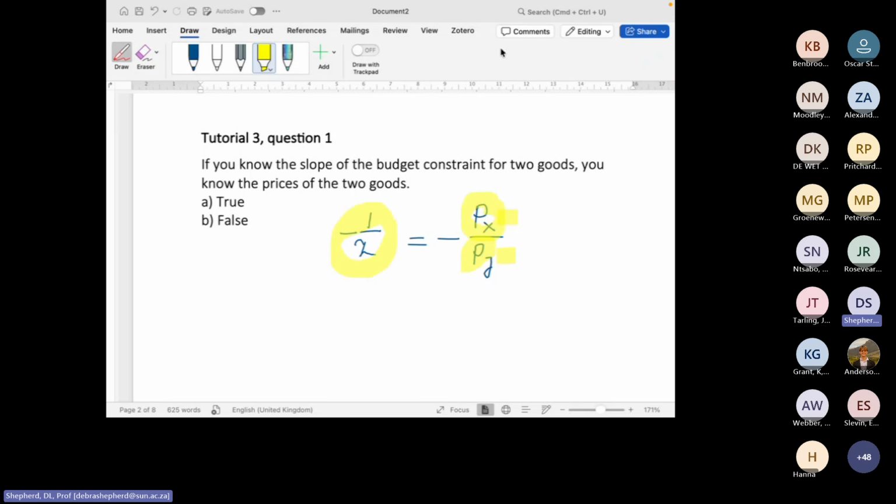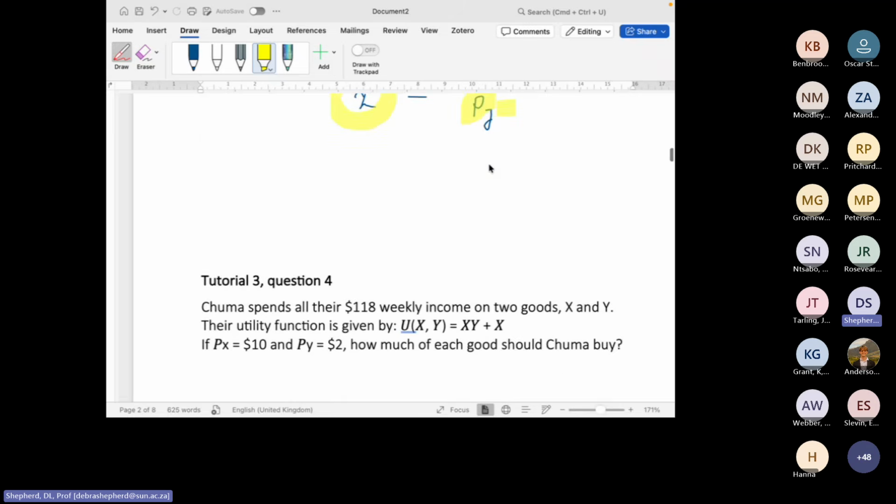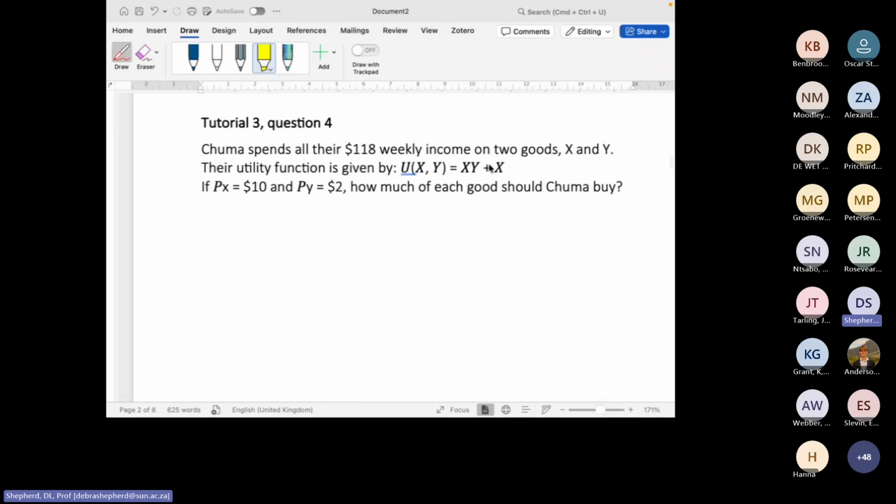true and false questions. Is everybody happy with those first two questions? Very simple theory of indifference curves and budget constraints, but it helps to just ease into the theory before we get to some slightly trickier questions. Okay, so I'm going to move on to question 4 from tutorial 3.